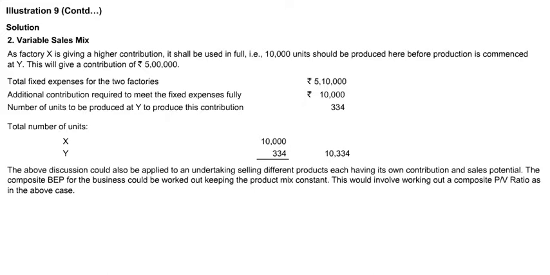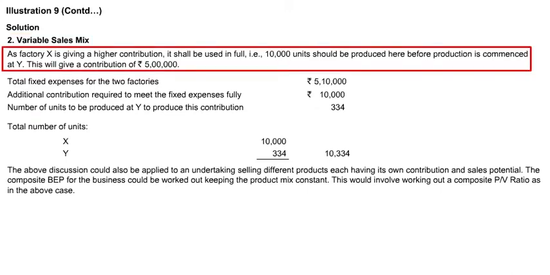If the same question has to be done and we have to find out the composite break-even point based on the variable sales mix, then how do we do it? As the factory X is giving higher contribution, it shall be used in full, that is 10,000 units should be produced here before production commenced for Y. This will give a contribution of 5 lakhs.